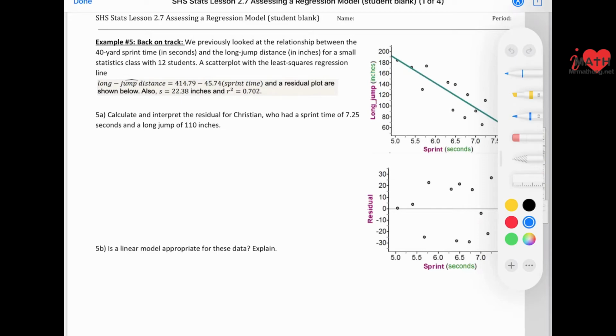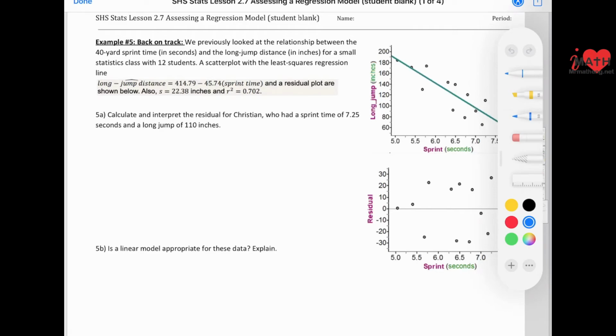All right, next, page 5 says back on track. We previously looked at a relationship between the 40-yard sprint times measured in seconds and the long jump distance for a small statistics class with 12 students. The scatter plot with least squares regression line is here, and there you have the predicted long jump distance, and the residual plots are shown with the graphs, and S for standard deviation and R squared coefficient of determination.